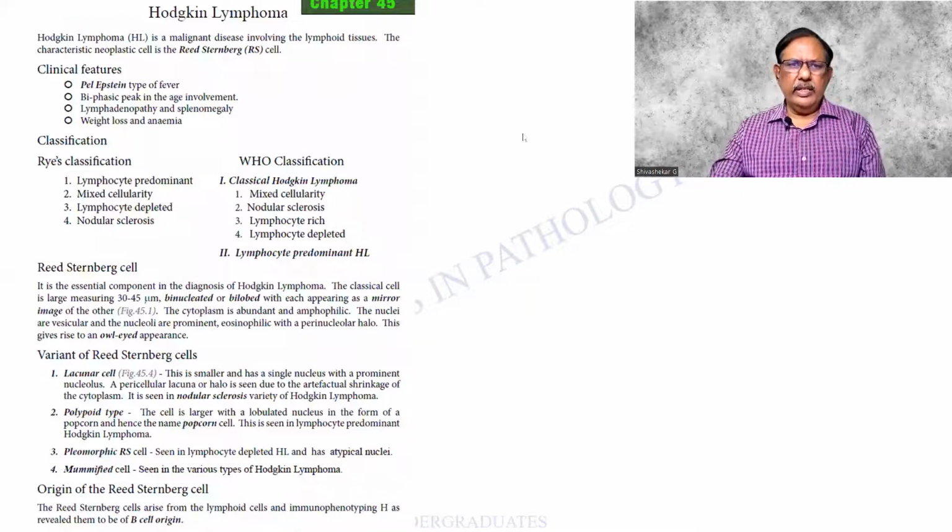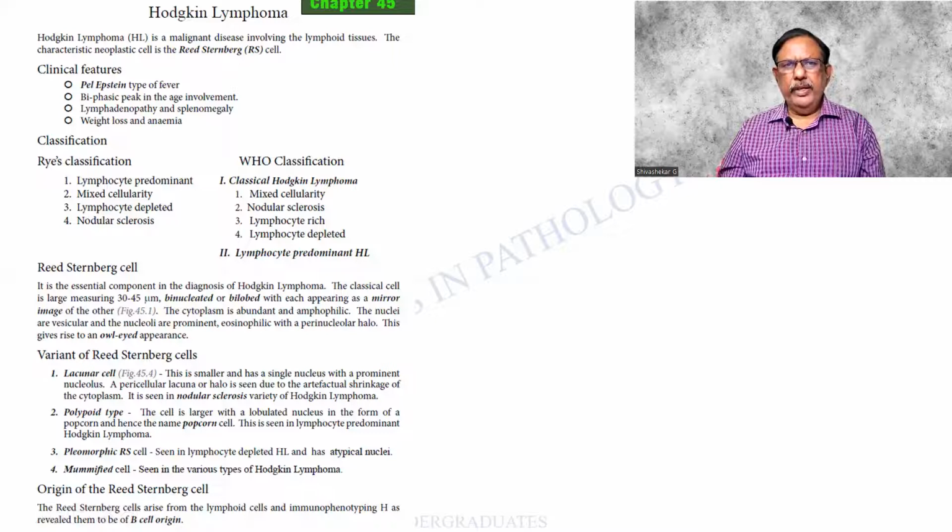And coming to the description, there are two types. No, there is the earlier one, the lymphocyte predominant, then lymphocyte depleted, mixed cellularity, nodular sclerosis. And there is also a WHO classification, which you people will have to read up.